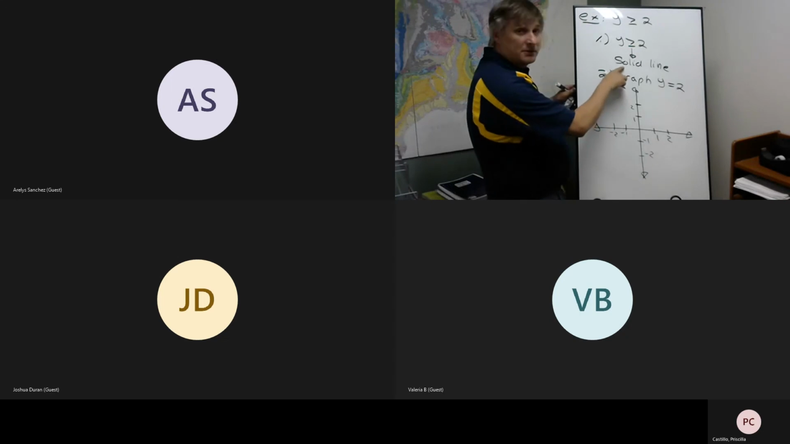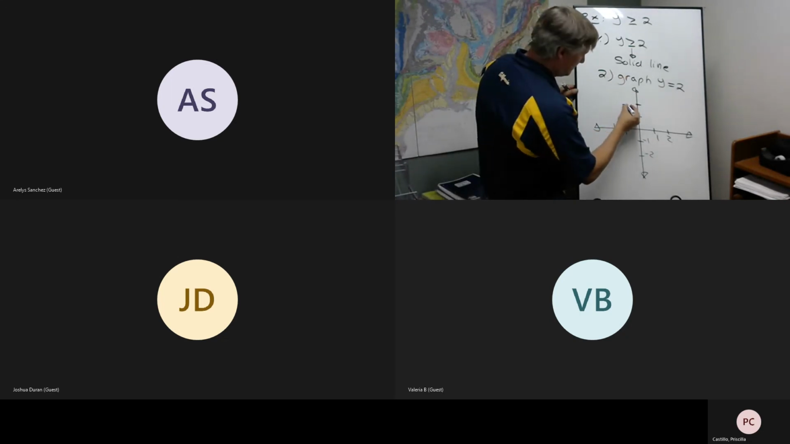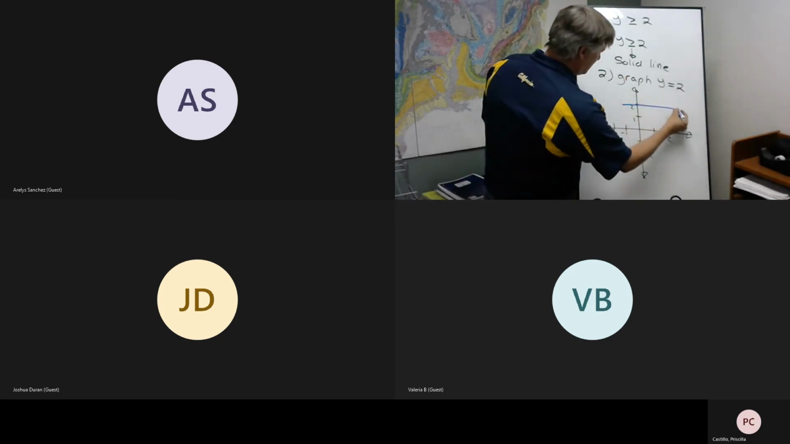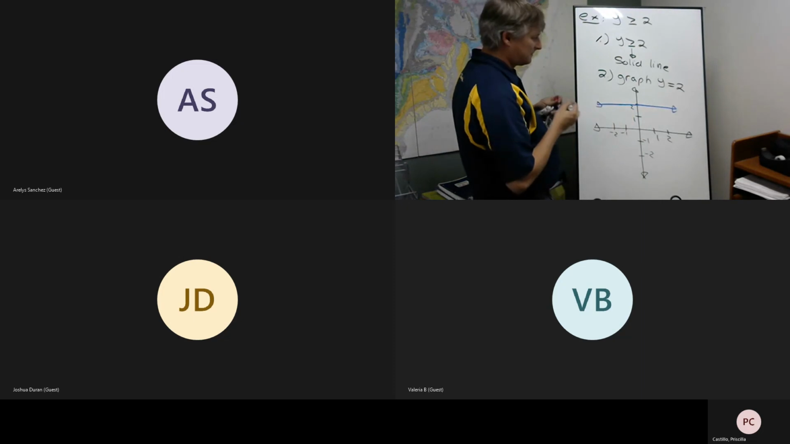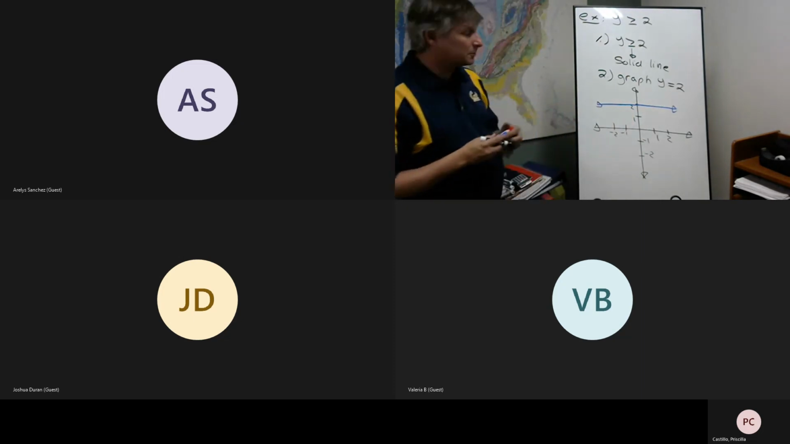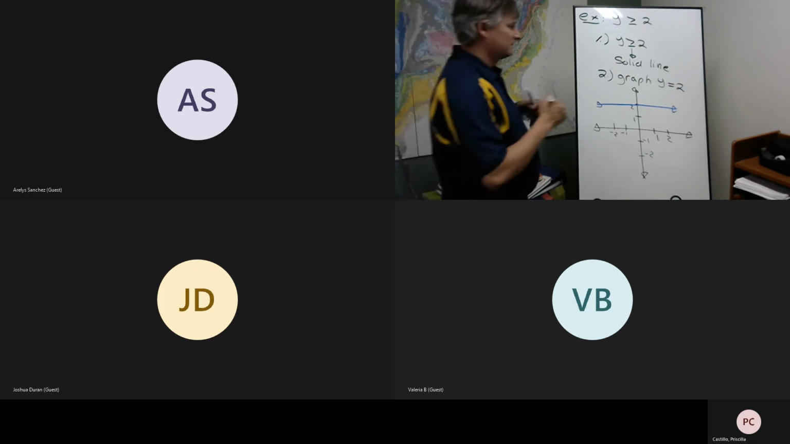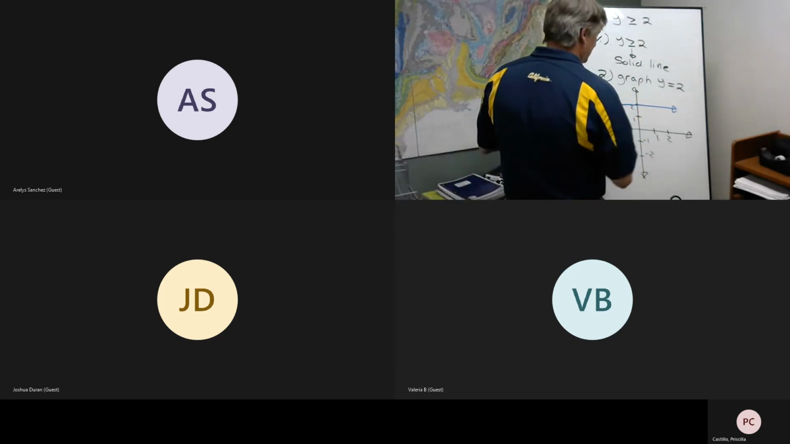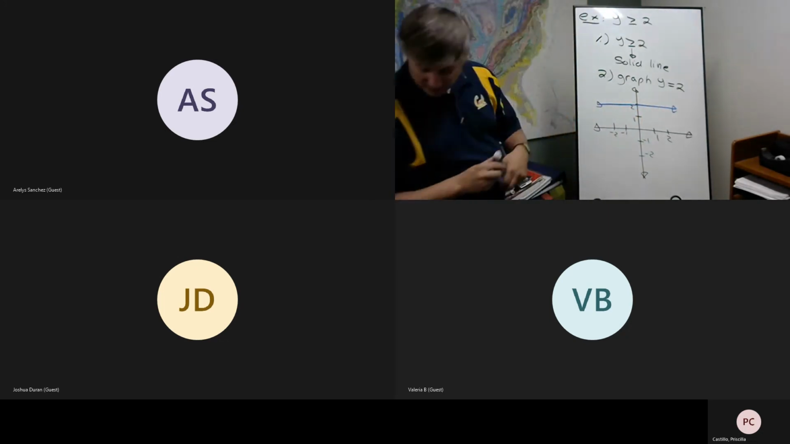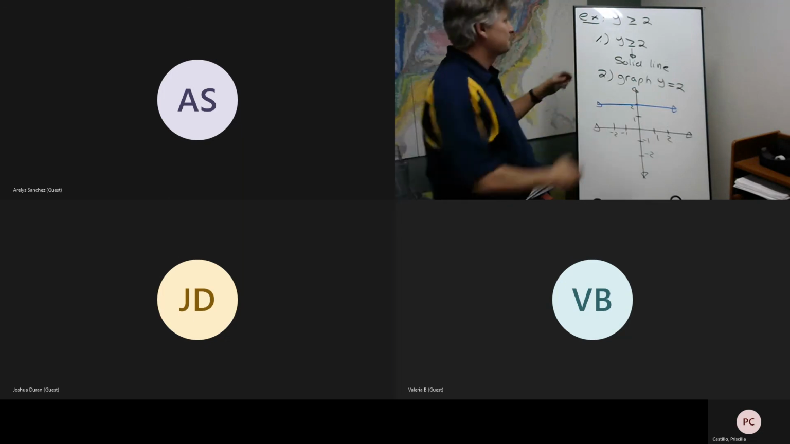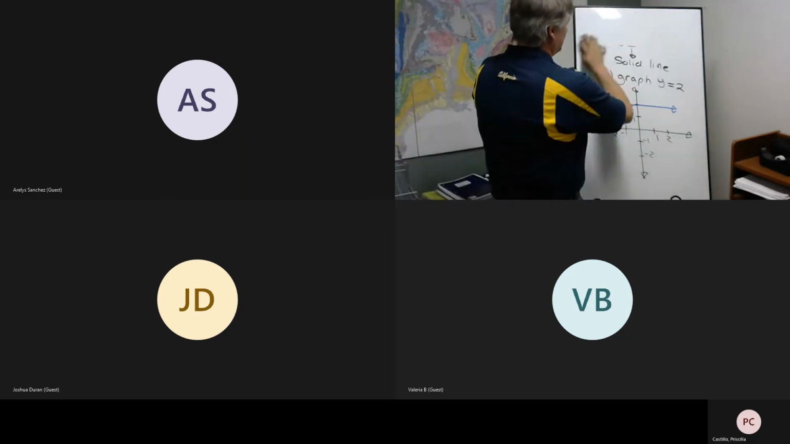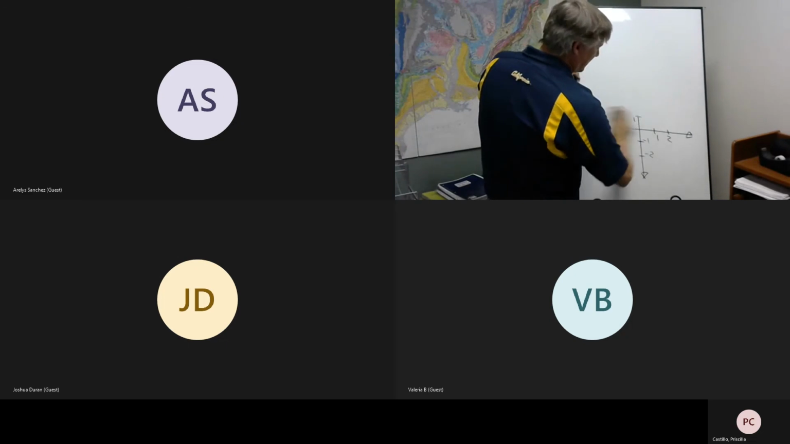So having noted this is a solid line, that's what we've got: y equals 2. Now that we've got our line for step 3, we need to choose which region. Do we go above the line or below?